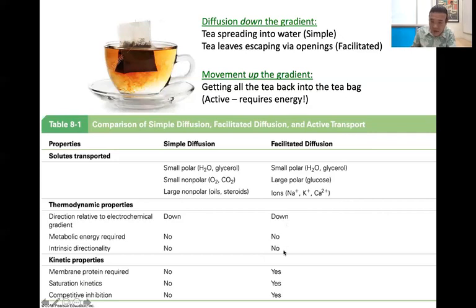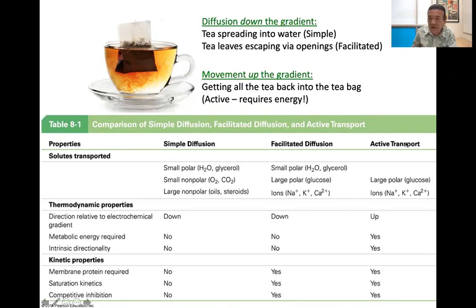So no energy is required, and there is no intrinsic directionality of which way they need to go, right? But the difference compared to simple diffusion is down here. In facilitated diffusion, you're going to need to have some sort of membrane proteins helping this process out. Because it's being helped by certain proteins and your cell has a finite number of those proteins available, they might be saturated depending upon how much of the solute you're dealing with. Right? And there's an opportunity for competitive inhibition.